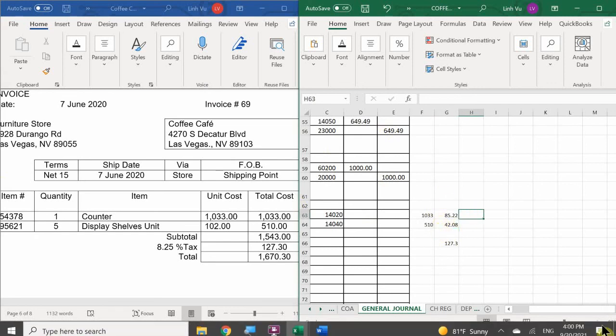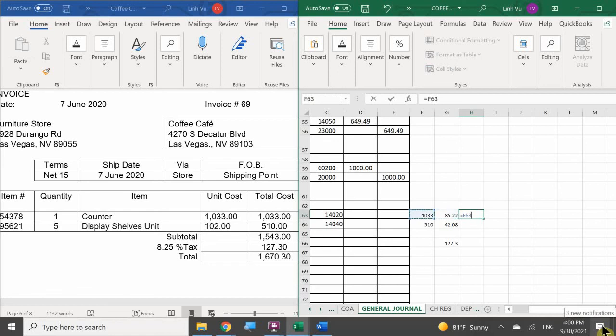So that means my total for my counter right now with tax is $1,118.22, and the total for my display shelves is going to be $552.08. Now we are going to add the shipping right now. So that's just the items that are taxed, right? Now we need to add shipping.